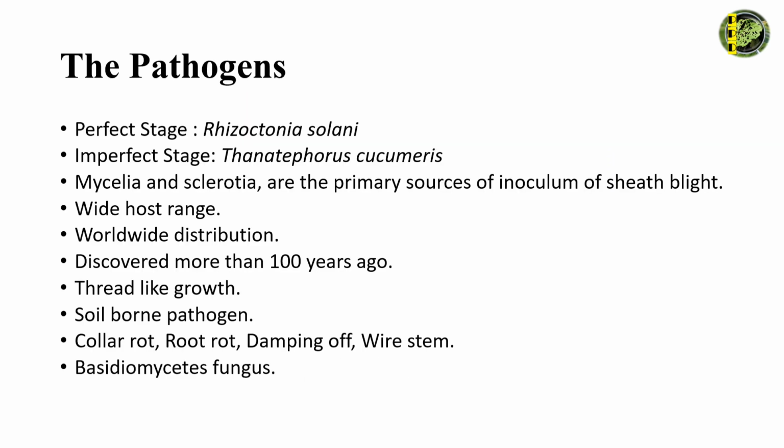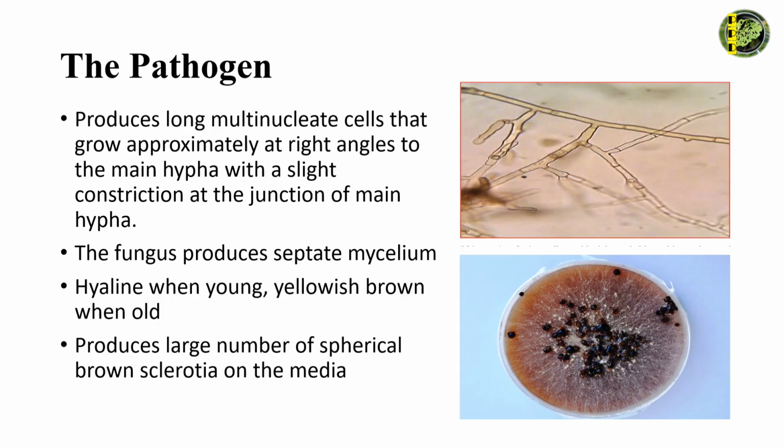Let's talk about the causal organism. Basically, sheath blight of rice is caused by Rhizoctonia solani. It is a soil-borne pathogen, and this pathogen grows well on common culture media. The fungus produces septate mycelia, which are hyaline when young. When it becomes old, the color changes to yellowish brown. It produces a large number of spherical brown sclerotia on the media, and the fungus grows over a wide range of temperatures. As for asexual reproduction, Rhizoctonia solani does not produce any asexual spores or conidia.